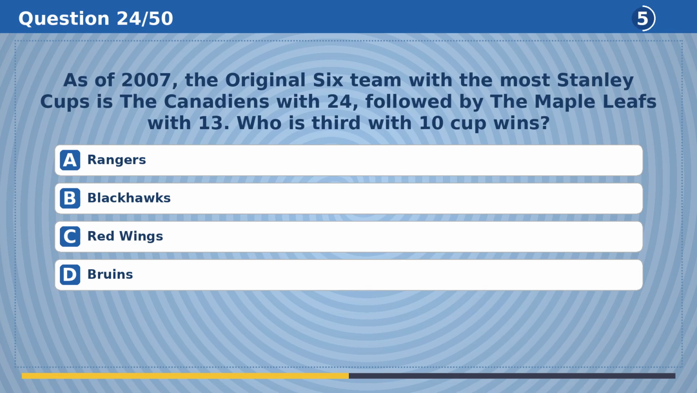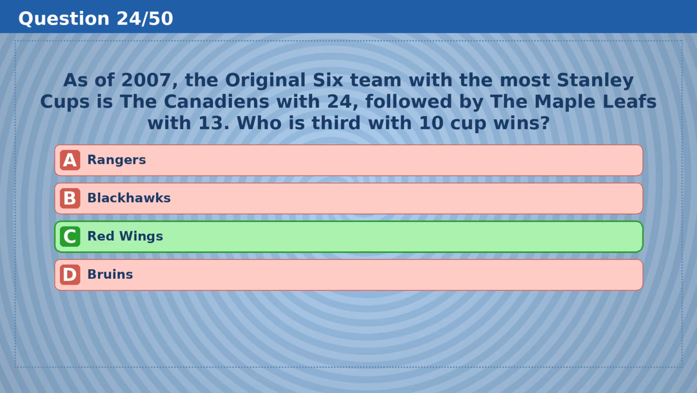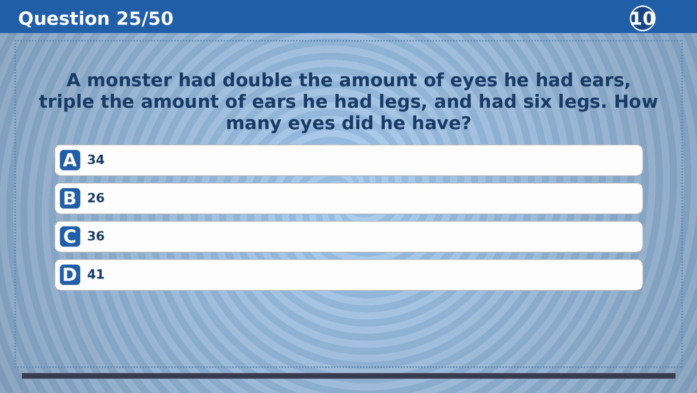As of 2007, the original 6 team with the most Stanley Cups is the Canadiens with 24, followed by the Maple Leafs with 13. Who is third with 10 cup wins? The answer is C, Red Wings.